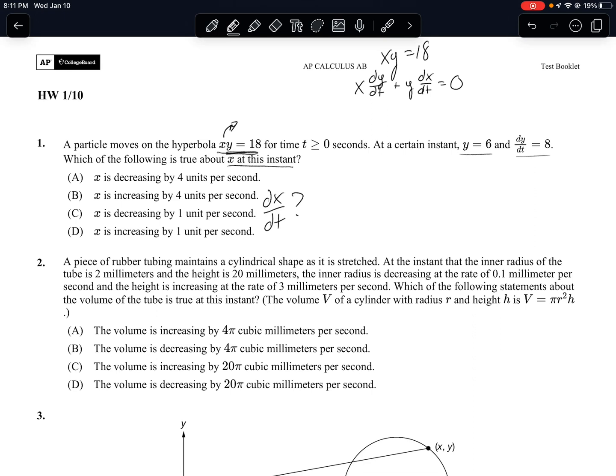I could plug in my 6 and my 8. So I'm going to have 8x plus 6 dx/dt. And I have almost everything that I need, except for this x. How could I get this x? We're going to have to refer back to our original equation. How could I solve for just this x? Well, I already have y, so I could just plug it into here. So x times 6 equals 18, so x is equal to 3.